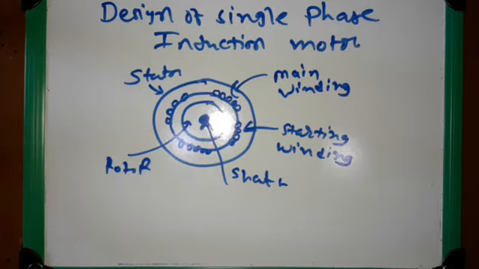Today's topic is the design of single phase induction motor. In our previous lecture we studied the design of three phase induction motor. We studied how to design a stator winding, stator core, rotor winding, rotor core, how to find the number of stator slots and the number of poles, and some factors which affect the number of poles and number of slots.